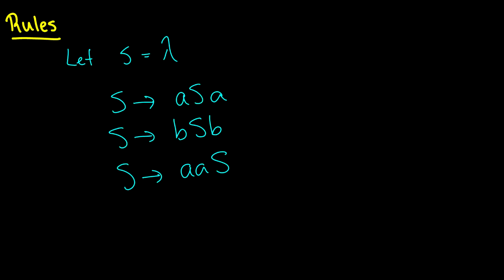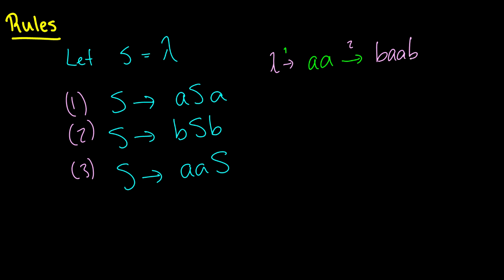So if we start with lambda, we can choose one of these to go to. So let's say we have lambda, and we'll call these rule 1, rule 2, rule 3. What we'll do is we'll use rule 1, and we're going to get AA. Now we can use rule 2, and we can get BAAB. Let's go a little bit crazy, and now we'll use rule 3. So we'll get AABAAB. And you can specify your language with these rules.